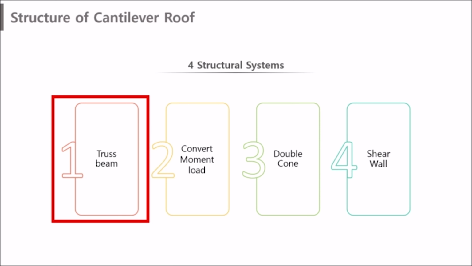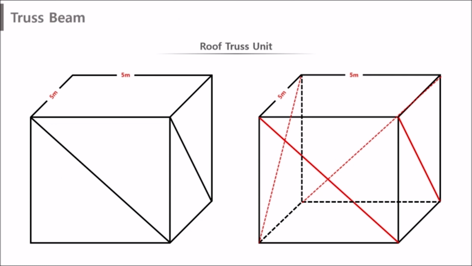So now I will explain about the truss beam. The point of the truss beam is that the truss of diagonal members exists vertically in a 5 meter by 5 meter unit. And the biggest feature of this truss unit is that the size of the members is set differently. Here, both the upper and lower sections of the truss have rectangular sections.